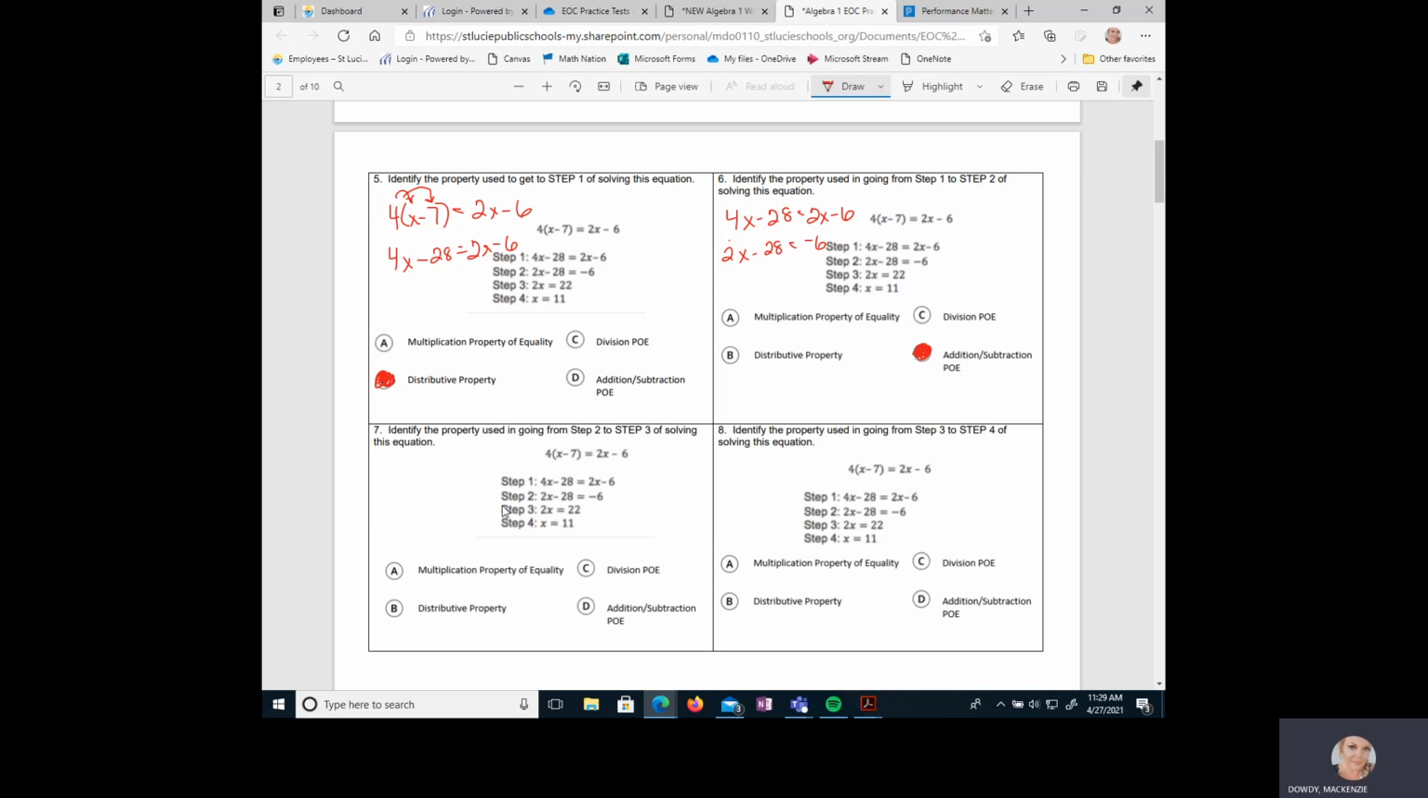Number 7, to get from step 2 to step 3, you can see they got rid of the negative 28. They got rid of the negative 28 by adding 28 to both sides. So that is the addition property of equality. And then number 8, to get from step 3 to step 4, you can see they got rid of the 2. They got rid of the 2 by dividing both sides by 2. So that is division.